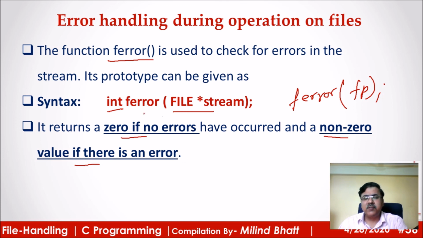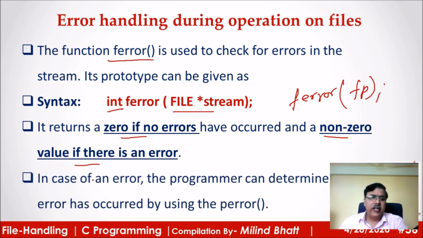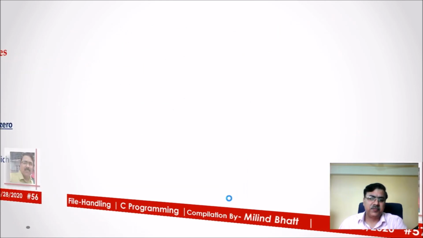You can use this function in any of the earlier programs. In case of error, the programmer can determine which error has occurred by using perror. The type of error can be observed with the help of the perror function.